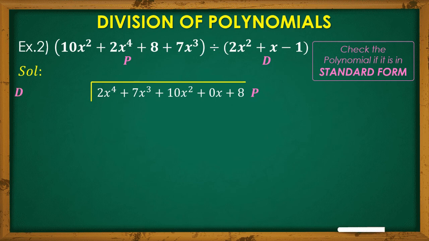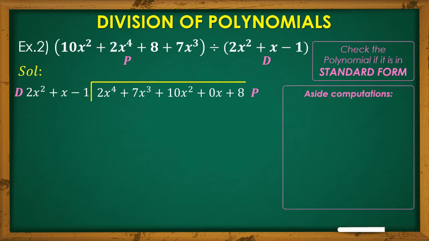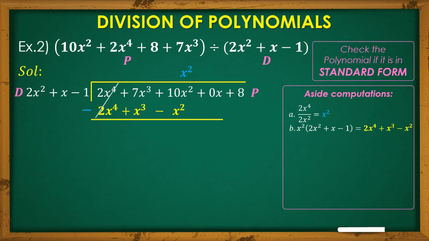Let's continue. For our divisor, we have 2x squared plus x minus 1. Let's have again our aside computations. Ano ulit yung unahin? We have the leading terms. 2x raised to 4 divided by 2x squared is x squared. X squared times the divisor, 2x squared plus x minus 1, is 2x raised to 4 plus x raised to 3 minus x squared. Next, subtraction. Cancel out the leading term. 7 minus 1 is 6. 10 minus negative 1 is 11. Then bring down 0x. Then repeat the process.